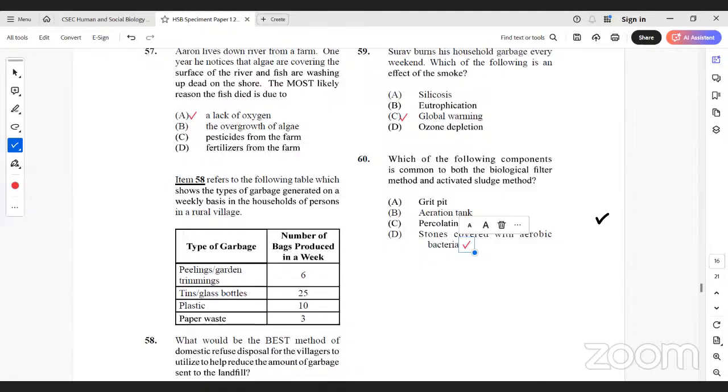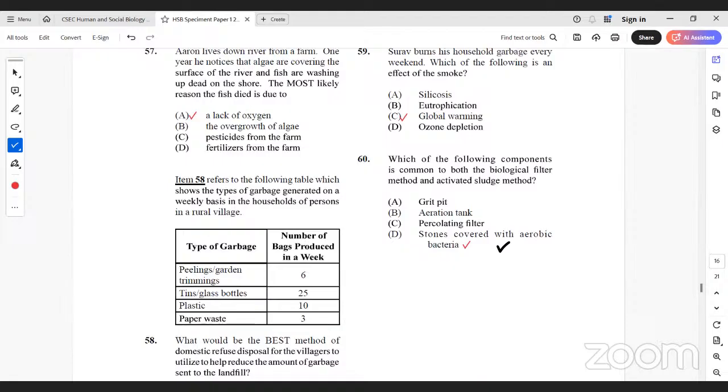All right. So I'm seeing some persons would think that B is the answer. Yes, they have aeration tanks because you want to provide the bacteria with air, but you want a better answer. The biological filter method and the activated sludge method both focus on bacteria doing the work. So D is the better answer because it highlights that there is bacteria.